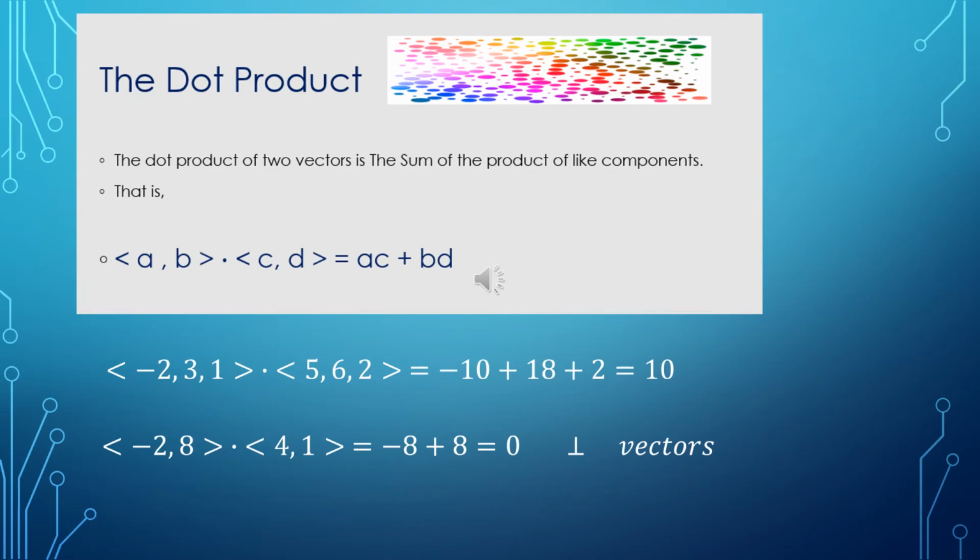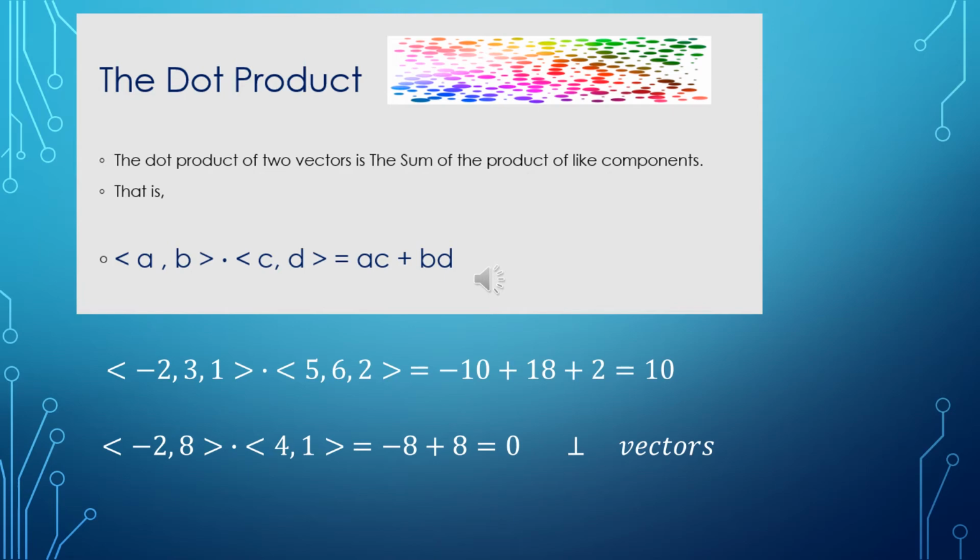Notice the dot product is a number. The dot product is not a vector. You get a scalar number as your dot product. If I have the vectors -2, 8, and I dot it with 4, 1, notice that -2 times 4 is -8, and 8 times 1 is +8. And -8 plus 8 is 0. So in this case, my dot product ended up being the scalar 0.